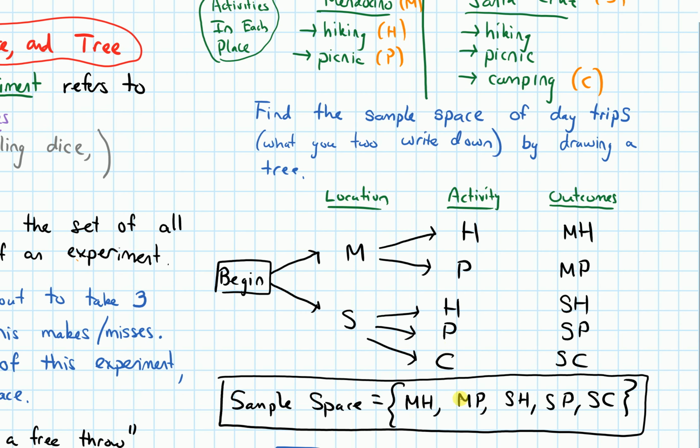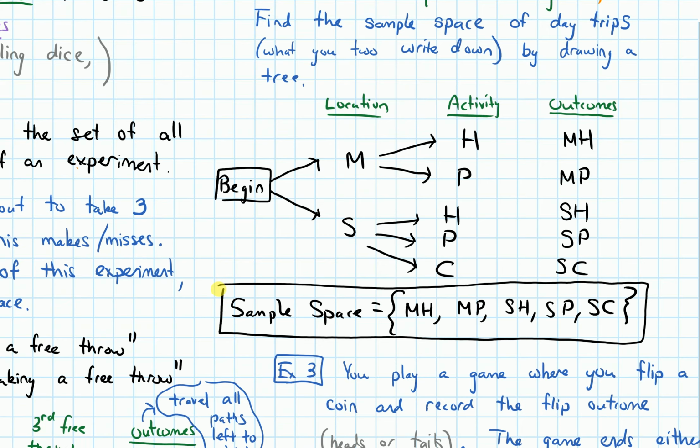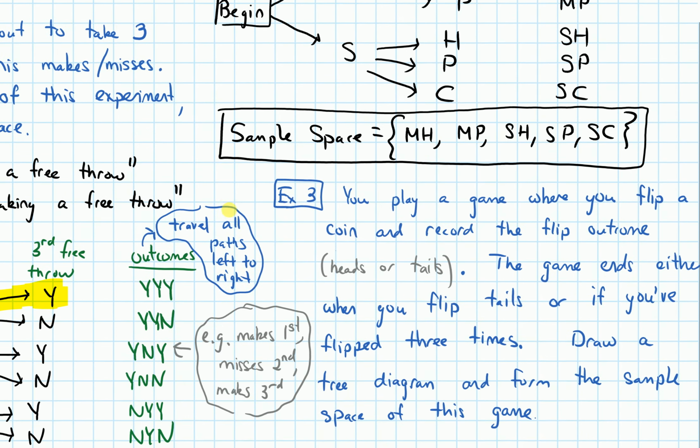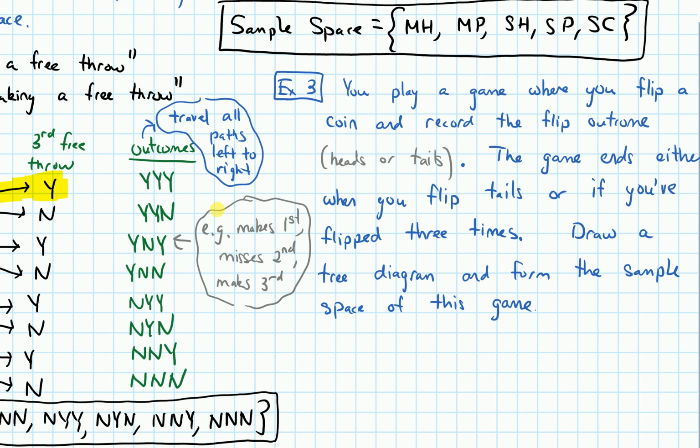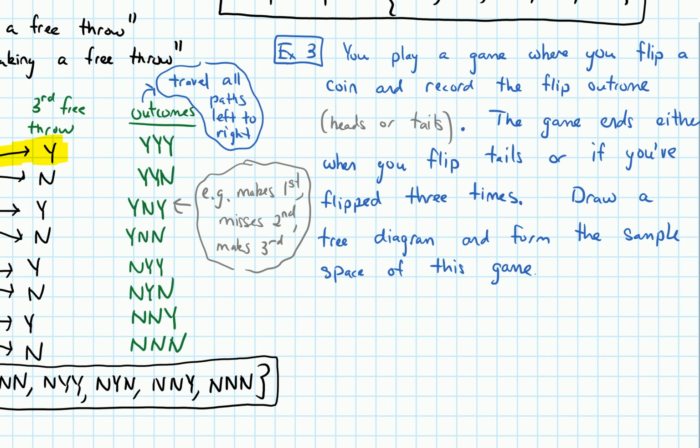And that's how we have these 5 outcomes that we saw in this tree diagram. So let's look at one more example in this video. This one as well, it's a good idea to pause the video for a minute or so to give yourself a chance to write it down.